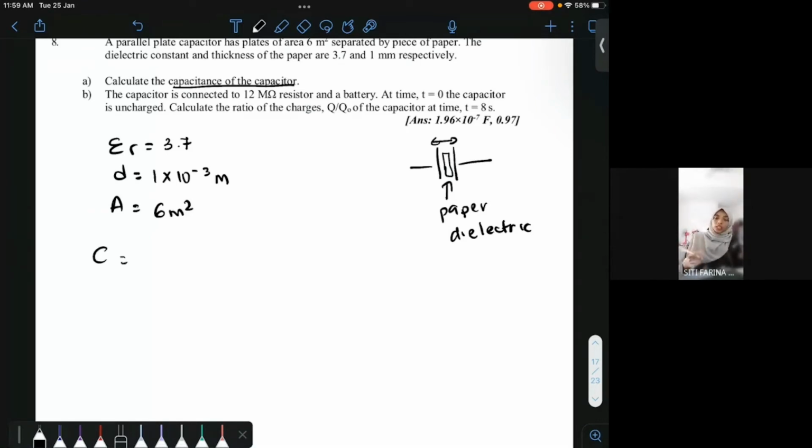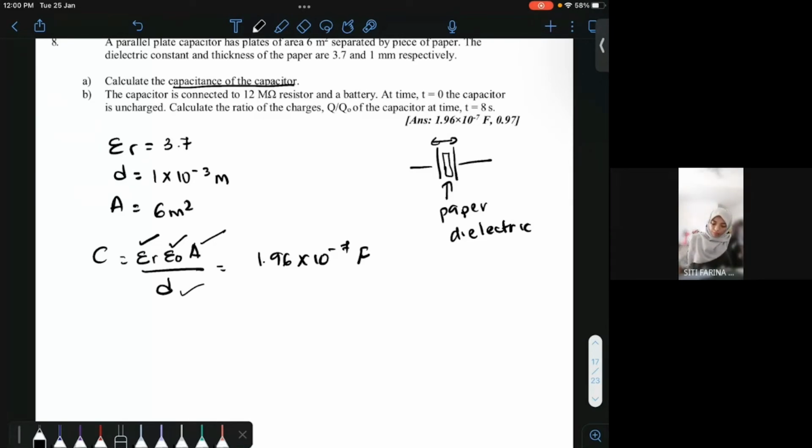C with dielectric, epsilon R, epsilon naught, A over D. Masukkan semua nilai, epsilon R ada 3.7, epsilon naught 8.85 exponent negative 12 constant, and then A diberi juga 6, D diberi juga 1 exponent negative 3. Tekan calculator, you will get the value of 1.957 farad. Okay, sudah dapat nilai capacitance.